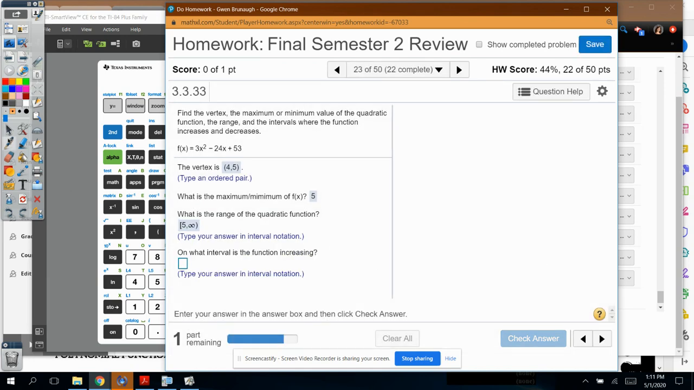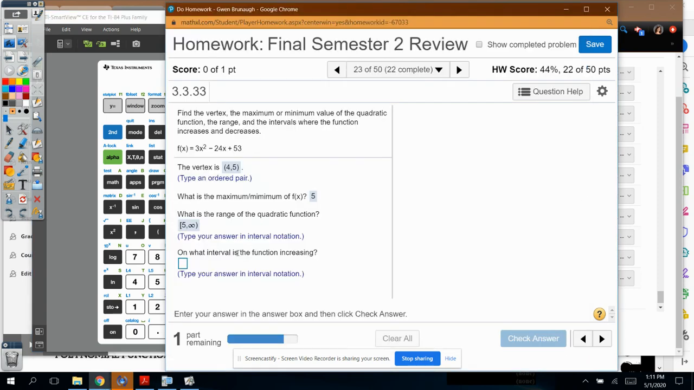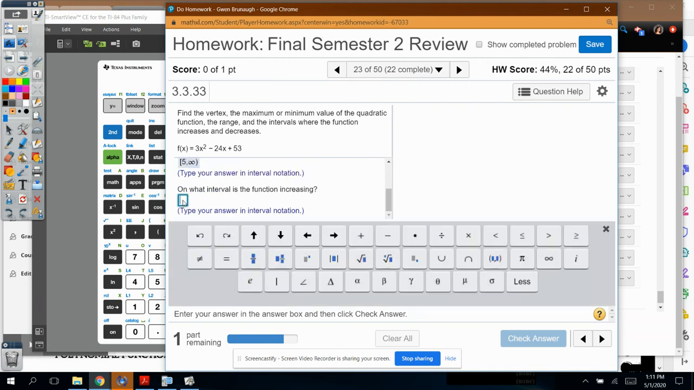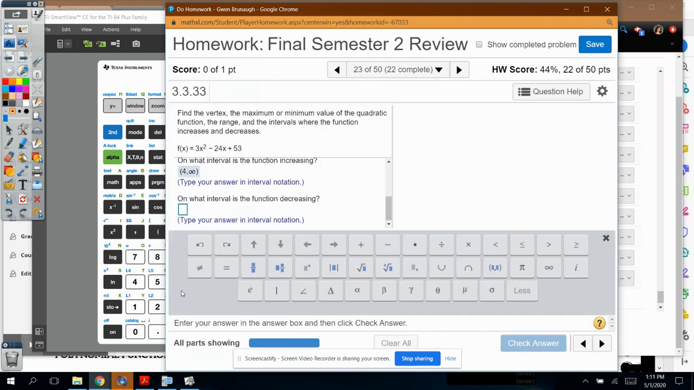And when is it increasing? Okay, it's increasing on the right side. Now we're going back to the x. It's increasing from 4 to infinity. We're going to use open parentheses for everything here. 4 to infinity. And then it's decreasing from negative infinity to that x value again, which is 4.